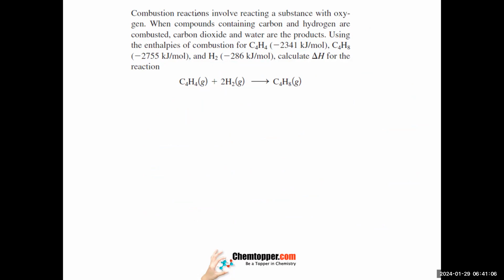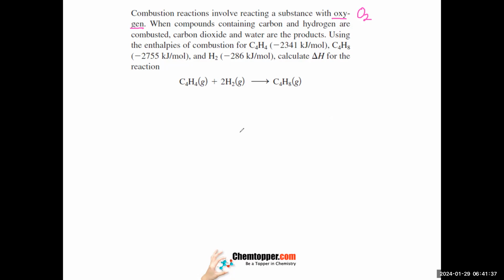See, combustion reactions involve reacting a substance with oxygen. Do you know the formula of oxygen? When they write oxygen, please don't take O. What is it? O2. O does not exist. They are not saying oxygen gas here, they are just saying oxygen. It's understood. It's O2. If they say hydrogen, H2. If they say nitrogen, N2. Because they don't exist as single atoms.